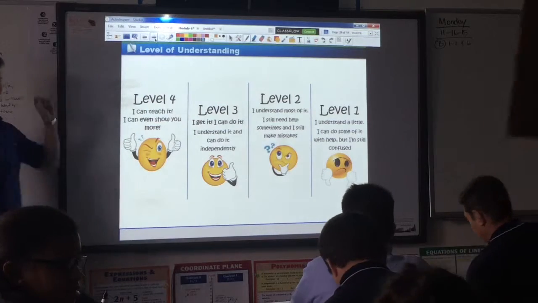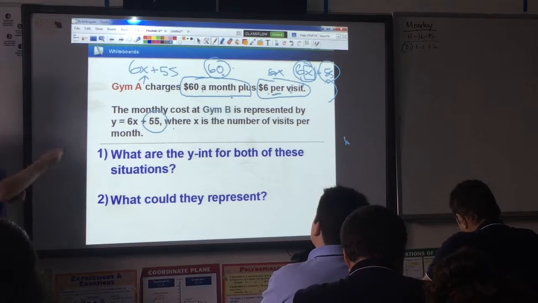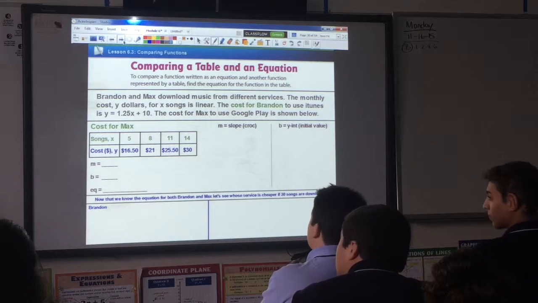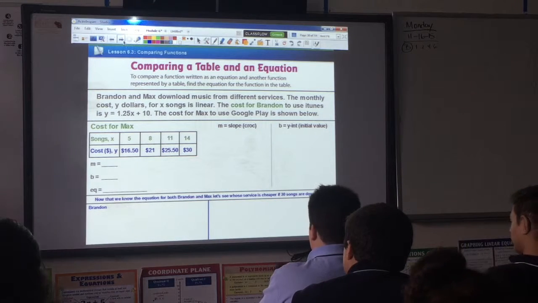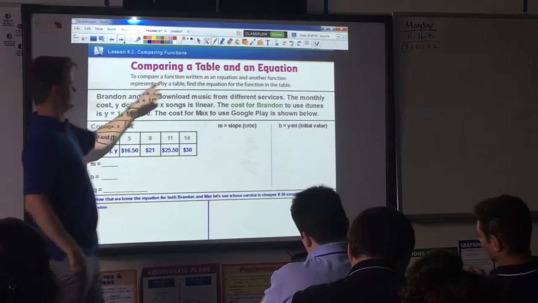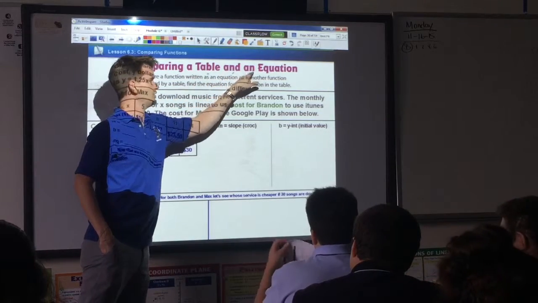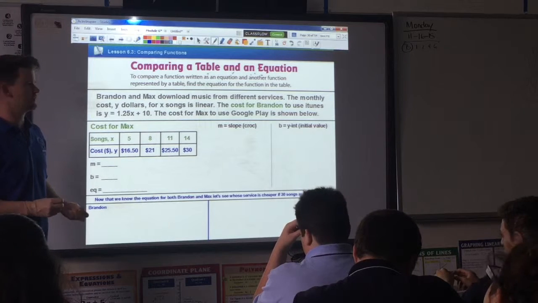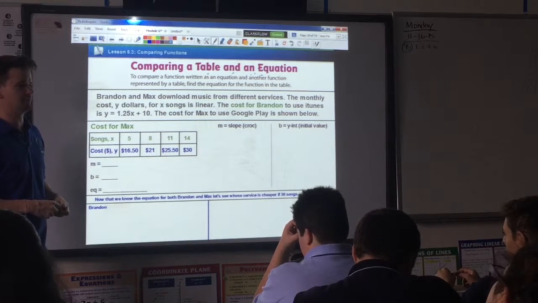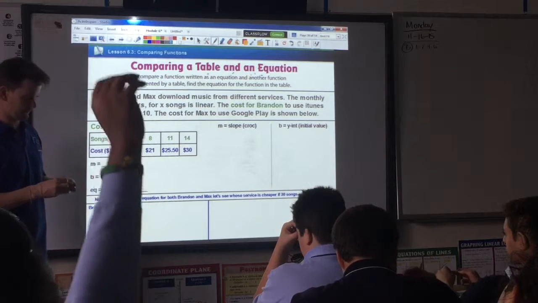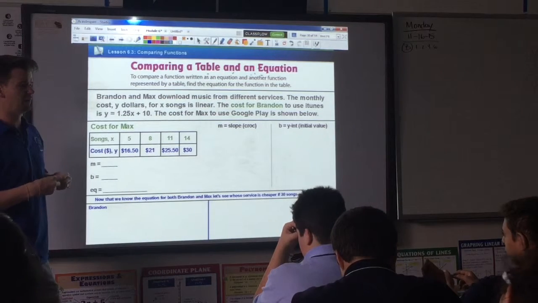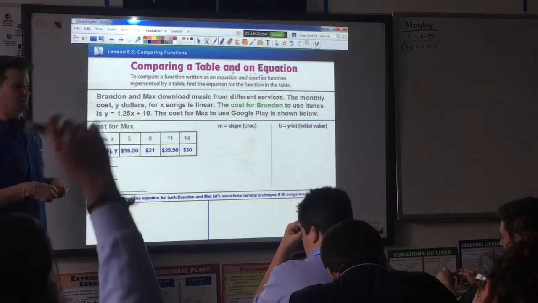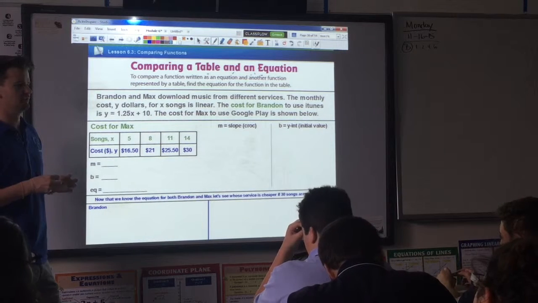Alright, 4, 3, 2, 1 on this. Alright, so moving on. Now we're actually going to be comparing functions of 2 different types. First thing we're going to compare is a table and an equation. Now the good thing is you already know how to write these functions. How many of you remember how to find the m from a table? What's the m represent? Slope. How many of you know how to write the b once you have the slope? And what does the b represent? The Y-intercept. Also known as the initial value.